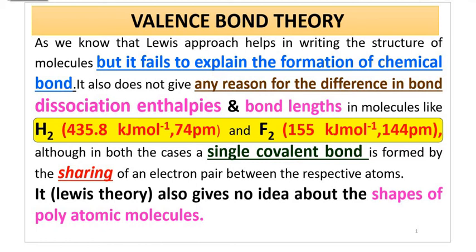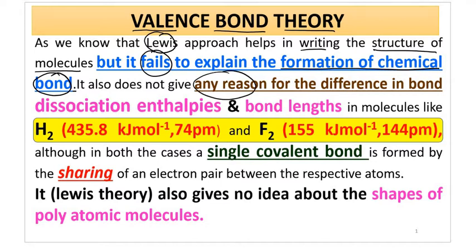Hello students, in today's class we are going to learn the next part of chemical bonding, that is valence bond theory. As we know, the Lewis approach helps us in writing the structure of molecules, but at the same time it fails to explain the formation of a chemical bond. It also does not give any reason for the difference in bond dissociation enthalpies and bond lengths in molecules such as hydrogen and that of fluorine.